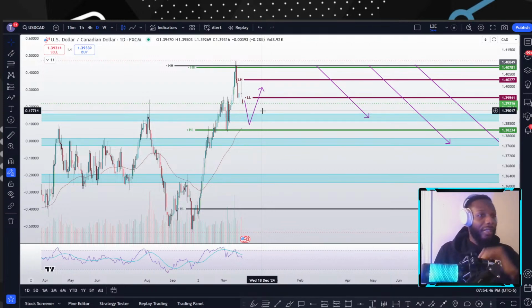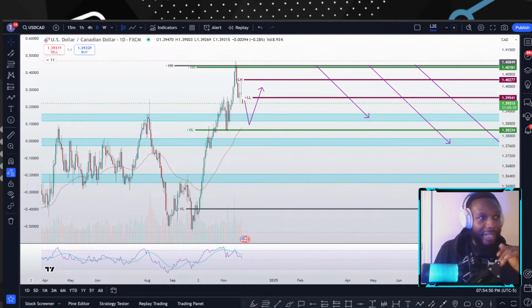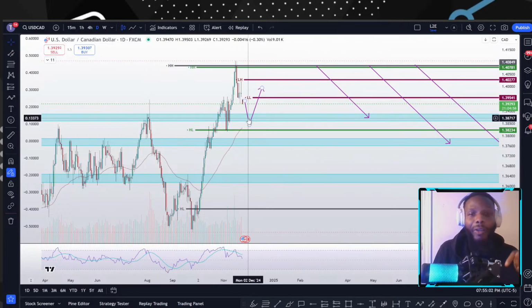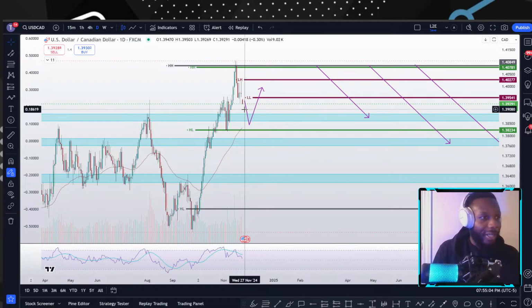So that's it. It's done. I don't want to go through every single pair. I just wanted to show at least how I'm looking at structure, and I will come back to this pair if I decide to take a trade. If I see a trade happen and price comes down here, then the next video that I'll do will be a follow-up on what happened with this pair.